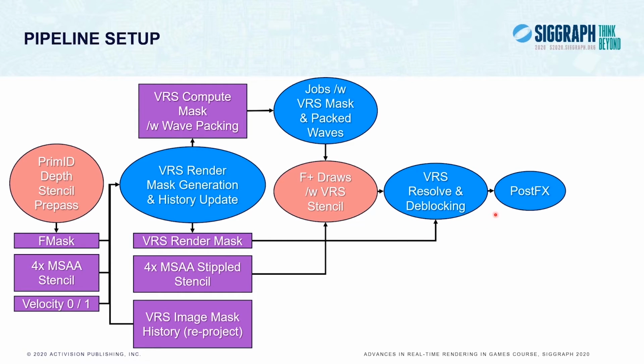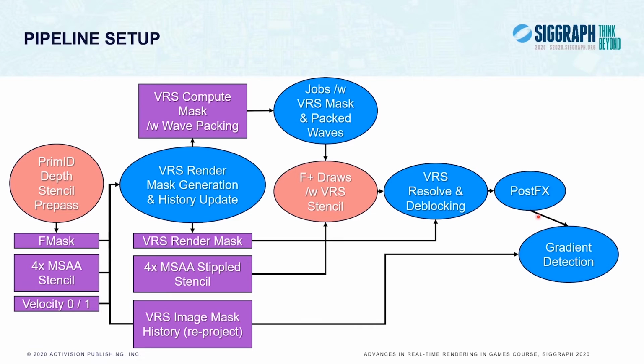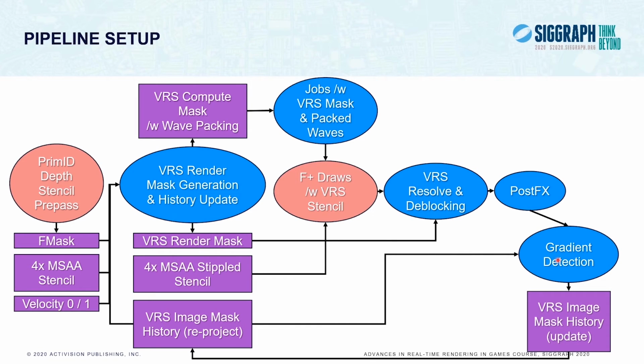And then we have our standard post effects, followed by gradient detection. The gradient detection pass is used by our temporal anti-aliasing, but it also uses the VRS image mask to generate the new update for the mask history. Finally, all the data from gradient detection and post effects goes to temporal anti-aliasing.